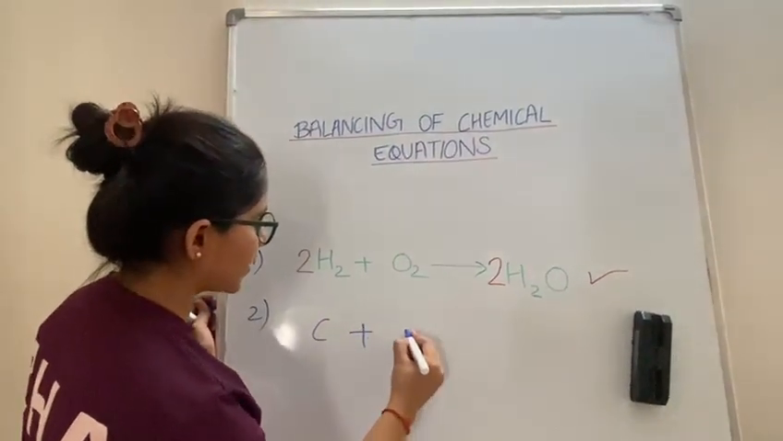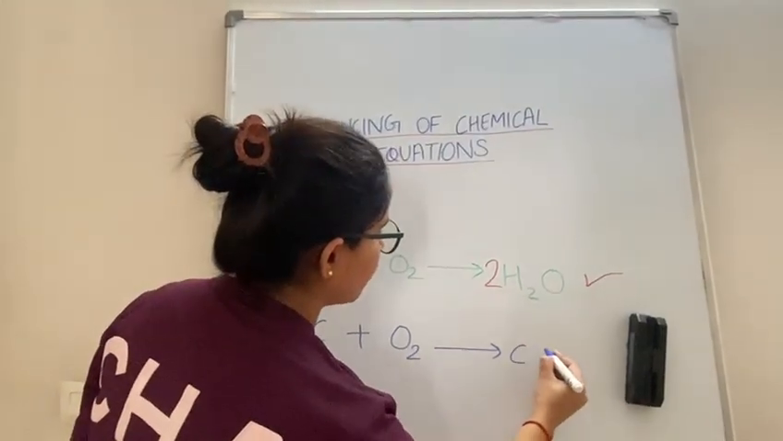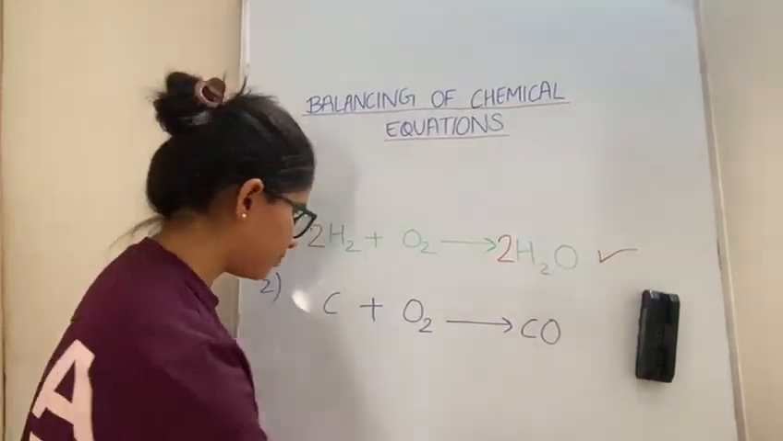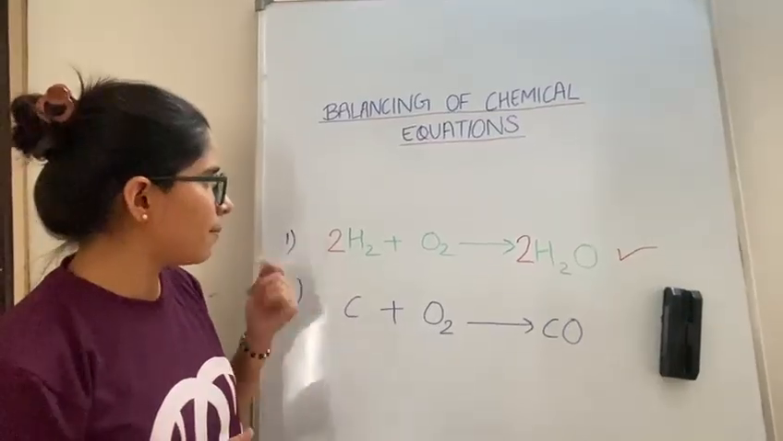Carbon reacting with oxygen to give CO. It is carbon monoxide. So now we will balance it. We will follow the same steps as we did in the previous example.